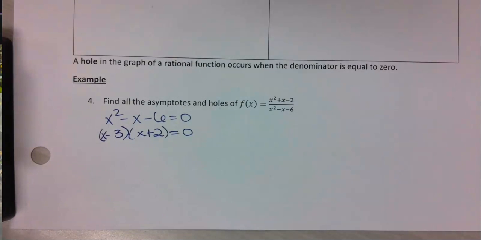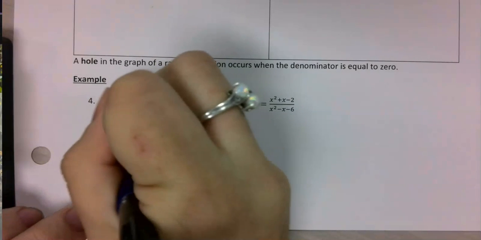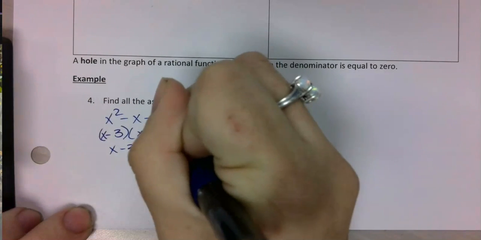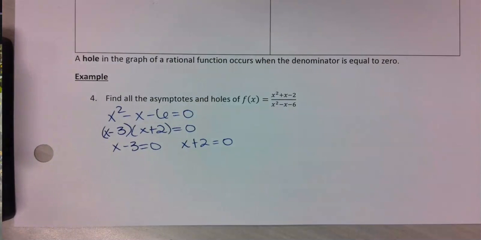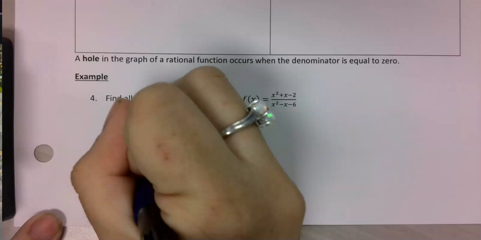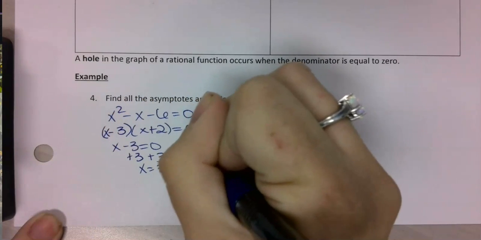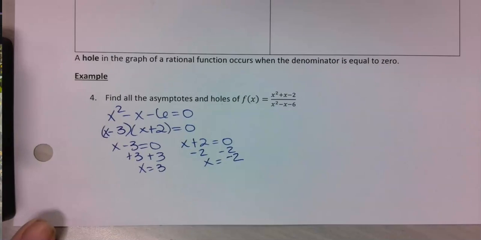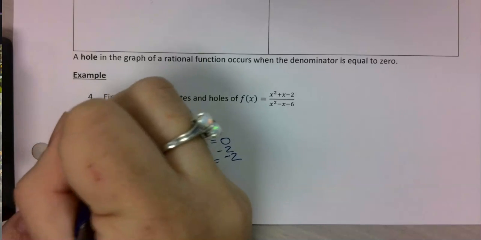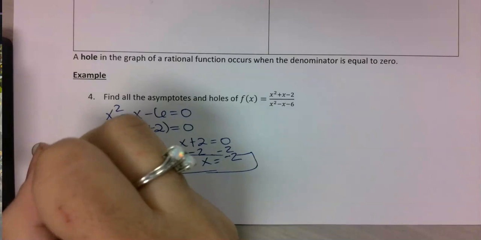Okay, so then what I want to do is take my factors and set them each individually equal to 0 because of the zero product property. Well, you need to tell me what those numbers are. So the first thing they're going to be is holes, but they're also my vertical asymptotes.